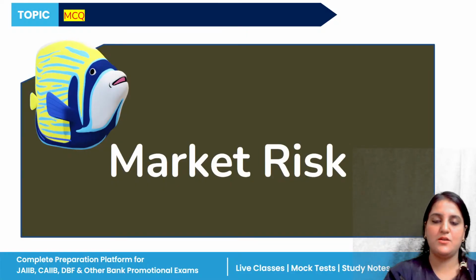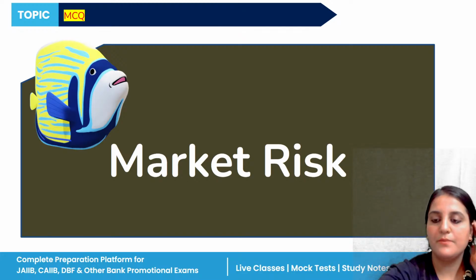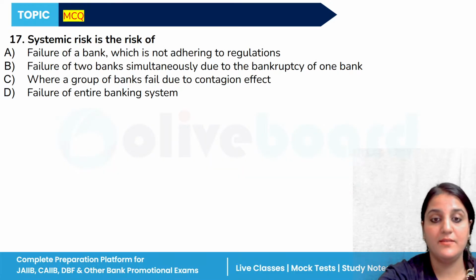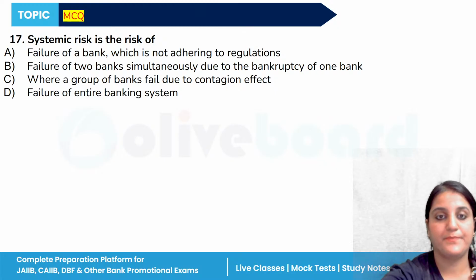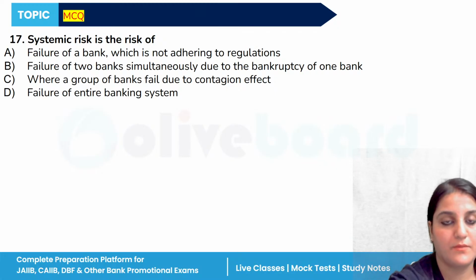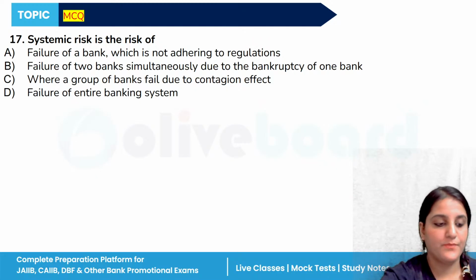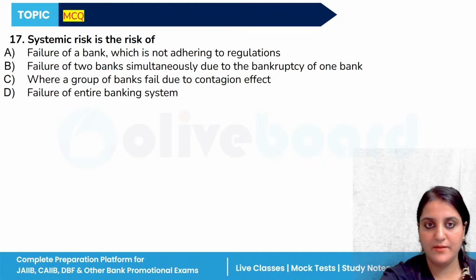Next unit MCQs, market risk. So the first one: what is the meaning of systematic risk? The four options are given here. Just read the options and give the answer.